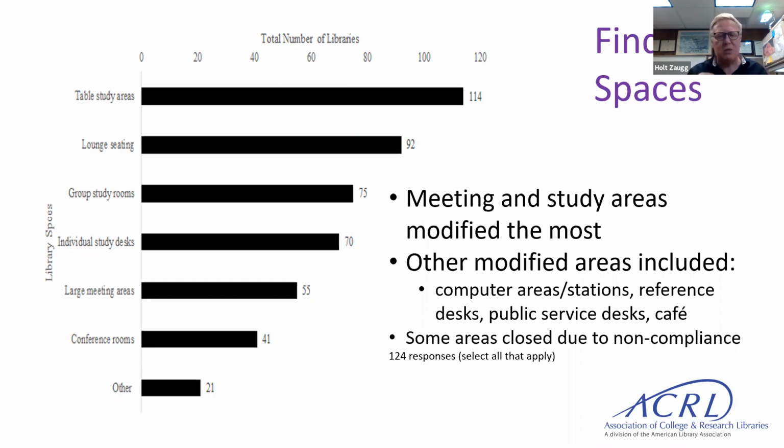And there were some instances where some areas were closed due to non-compliance. So for example, if there was a particular area of the library where students were not complying with the regulations as stipulated by the library, some libraries would close that area off for a few days, and put up a sign to say, we've closed this because you weren't complying with the regulations and you're not allowed to be here at all.